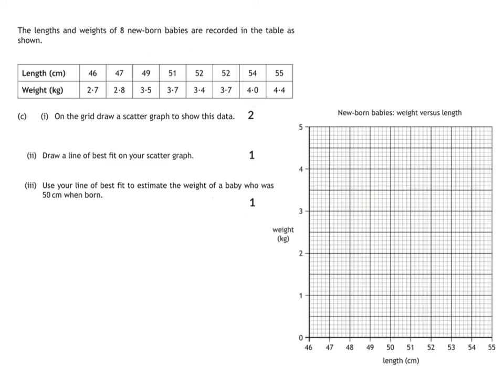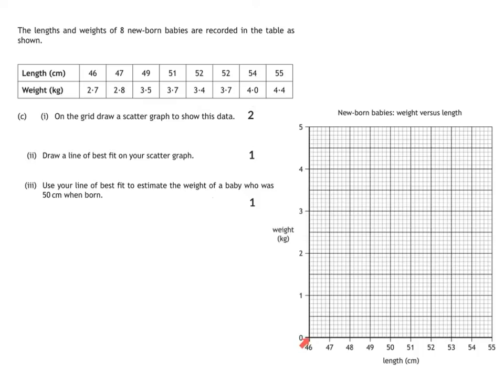So the lengths and weights of 8 newborn babies are recorded on the table as shown there. We need to draw on the grid a scatter graph to show our data. We need to draw a best fit line, and we need to use that line to estimate the weight of a baby who was 50 centimeters when they were born. So here we've got 46 centimeters as our length and 2.7 as our kilogram. So here we can see we got 10 for 1, so each one nice and easy, 0.1.